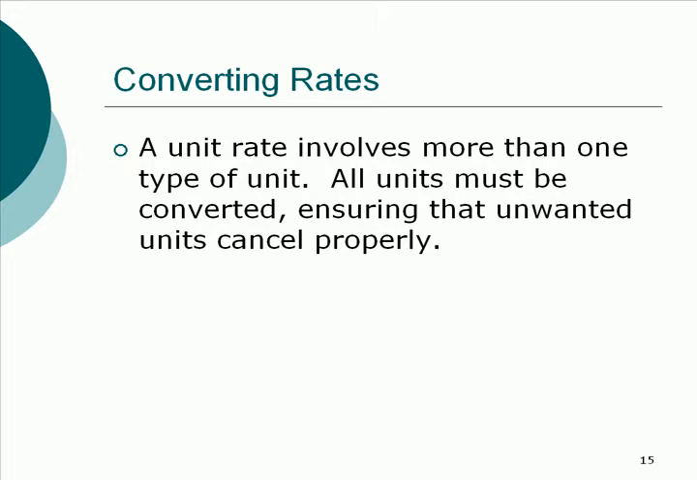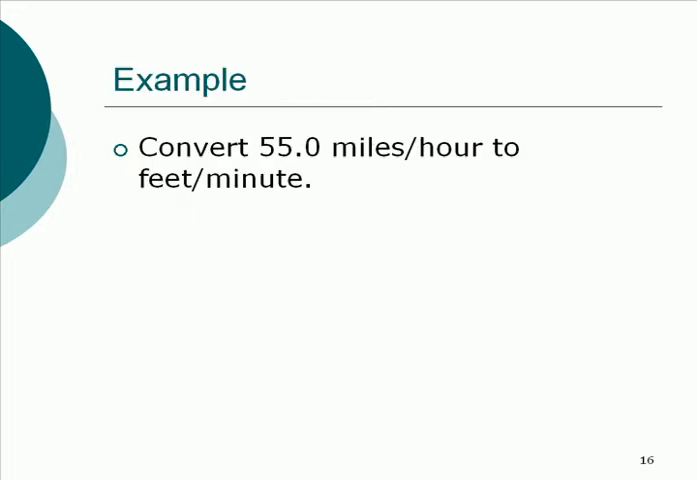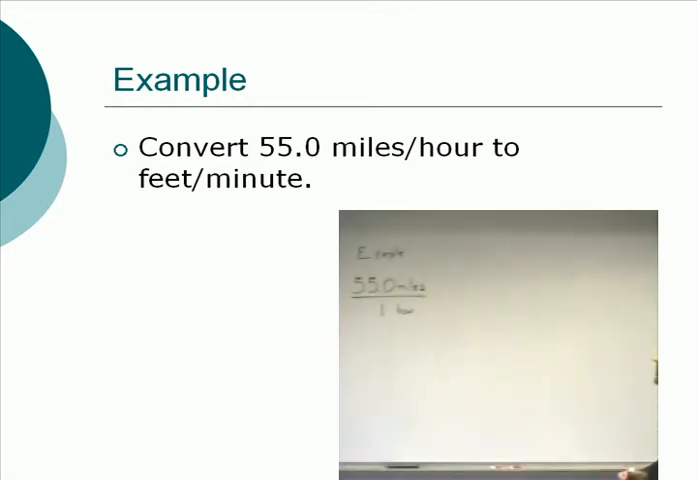Now, from math that you've had in the past, anybody remember what the word per means in math? Division. So when you hear 55 miles per hour, that means it's miles divided by hours. Or dollars per hour, it's dollars divided by hours. So when you stumble across the word per, treat that as a division sign. So we want to convert 55 miles per hour to feet per minute.